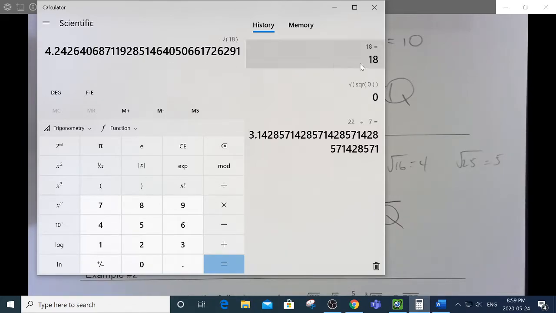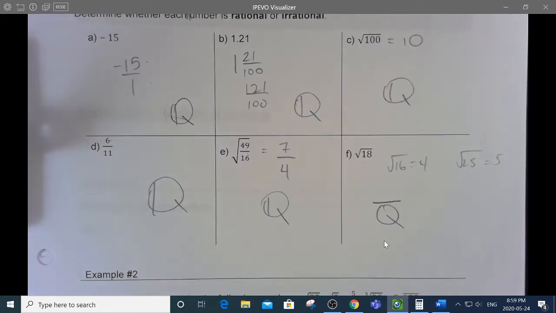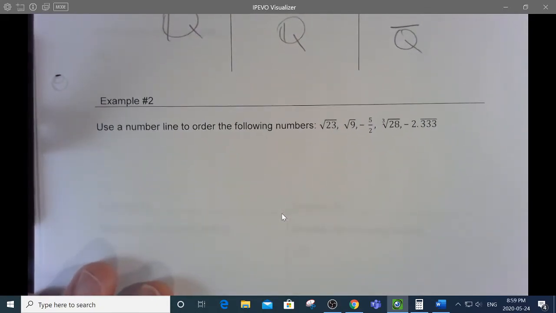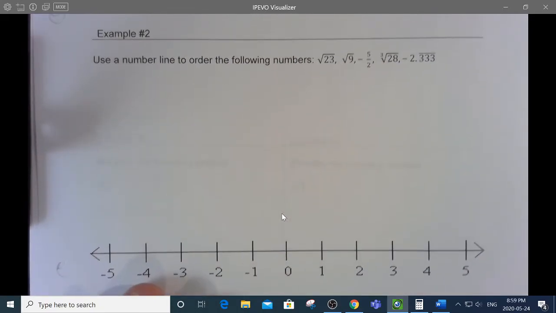Nope, me neither. So again, you were supposed to talk about this stuff in grade 9, so hopefully that makes sense to you. That one's irrational. You can only get a rational number when you square root perfect squares. All right, example 2. Use a number line to order the following numbers.